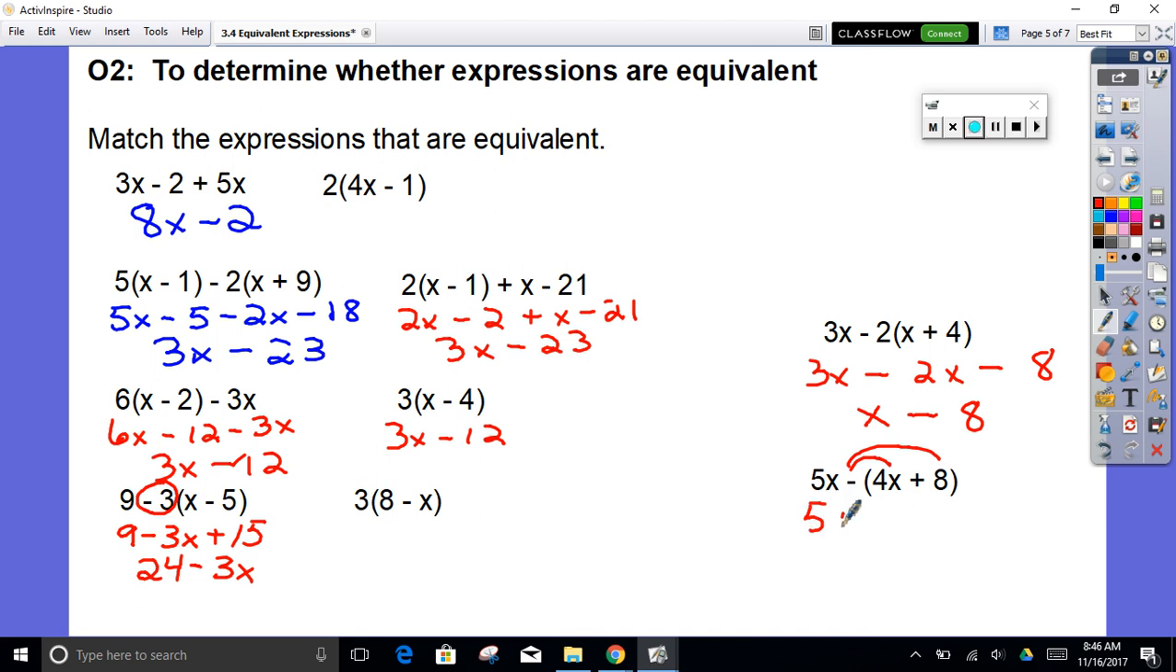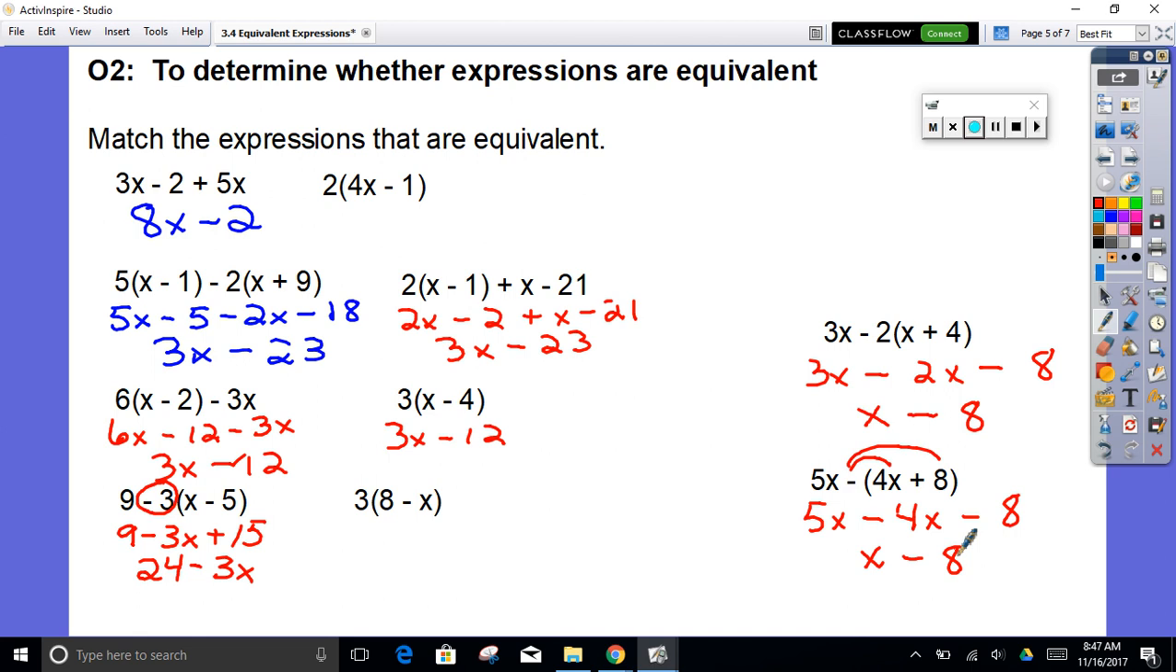We have 5x. No, we keep what's here. We just make it negative. So minus 4x. Yeah, so we keep the same numbers, we just change the sign of everything within. Okay, now combining like terms, what do you end up with? x minus 8. Good, x minus 8, which is the same as what we had there.